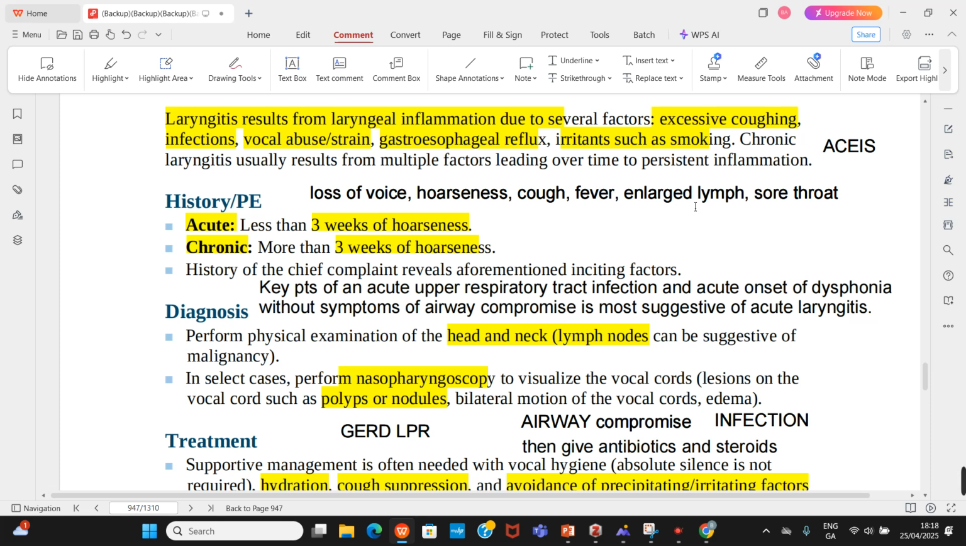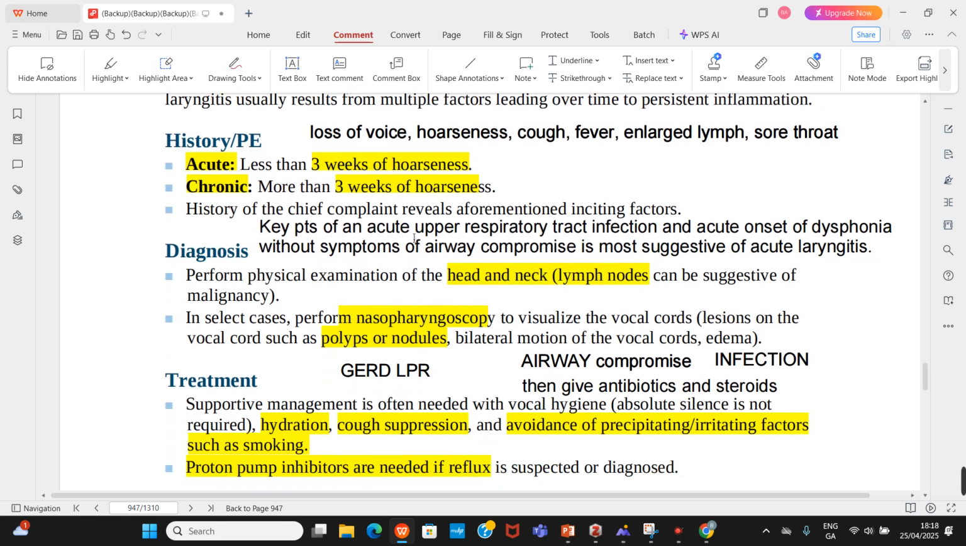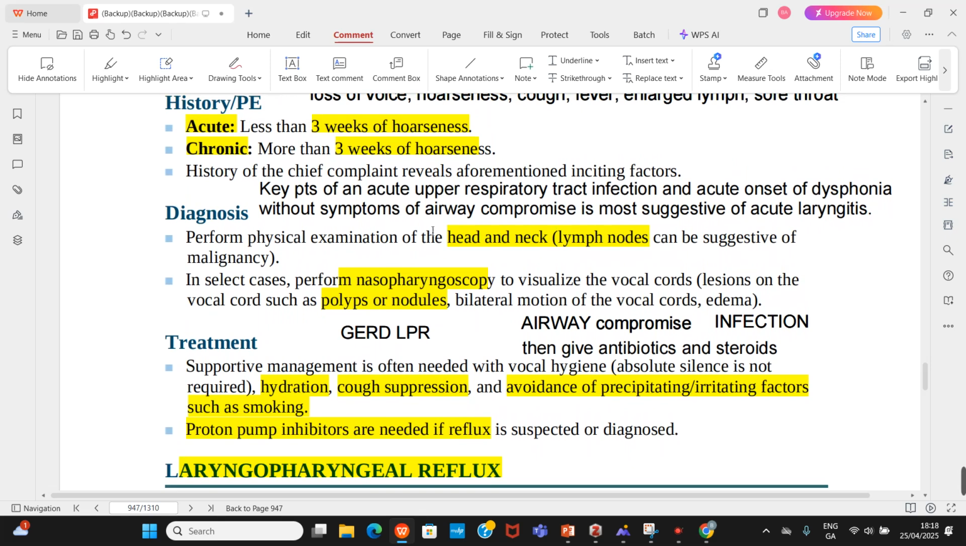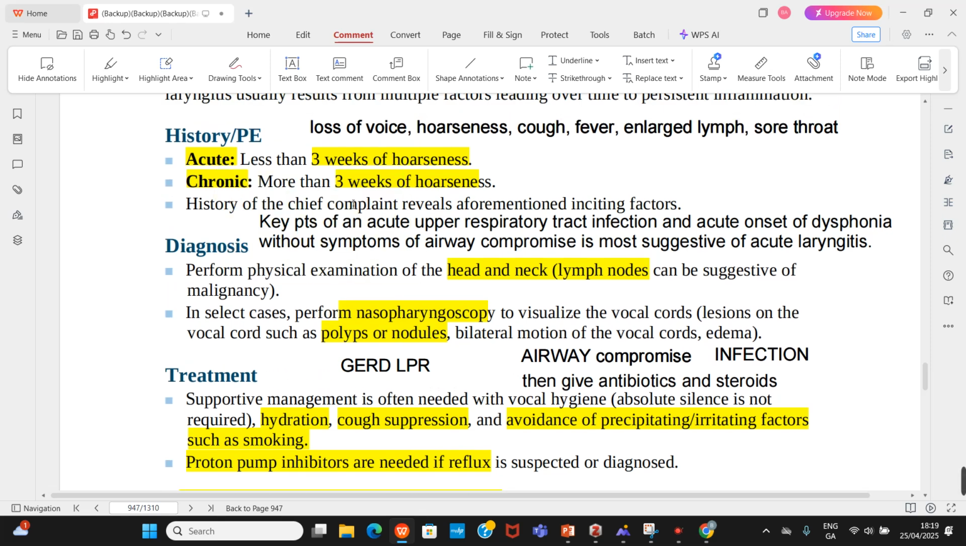People with acute laryngitis have hoarseness of voice for less than 3 weeks, but for chronic, it's more than 3 weeks. So you want to ask for history around infection and all those things to rule that out. You perform your physical examination of the head and neck and lymph nodes to rule out malignancy. Then, in selected cases, we can do nasopharyngoscopy to look at the vocal cords, because we could be seeing some lesions or nodules on the vocal cord. It could be like there's some form of cancer there. That could also be a cause of this chronic laryngitis.